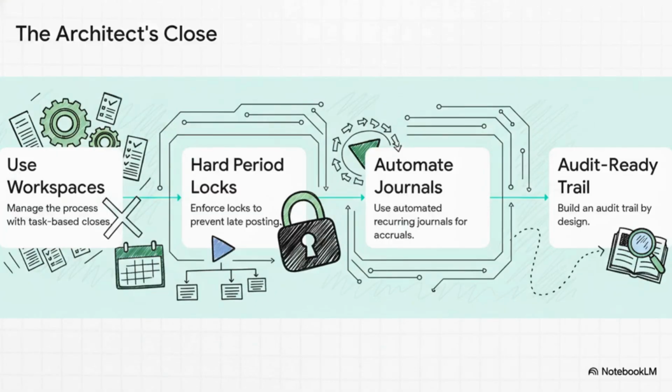The architect's approach, though, is completely systematic. They use the financial period close workspace that's built right into the system to manage every task and assign every owner. They enforce hard period locks, no sneaky late entries. They automate every single recurring journal they can. And what's the result? An audit trail that's built by design, not scrambled together in a panic.